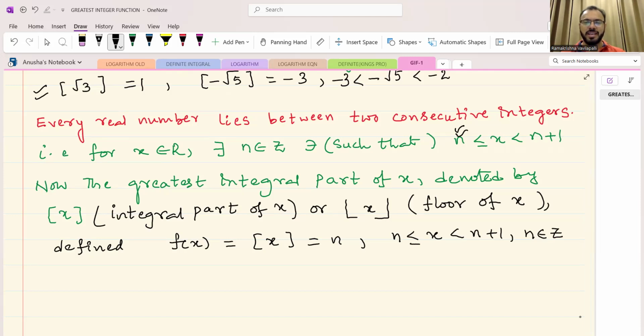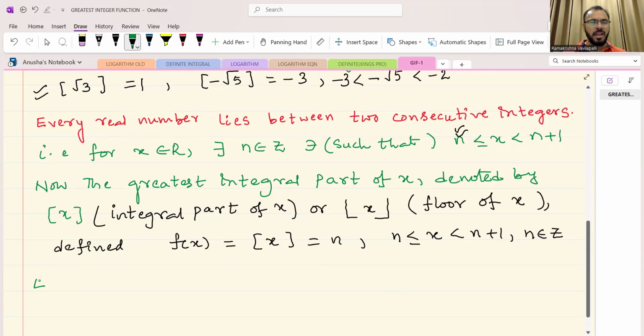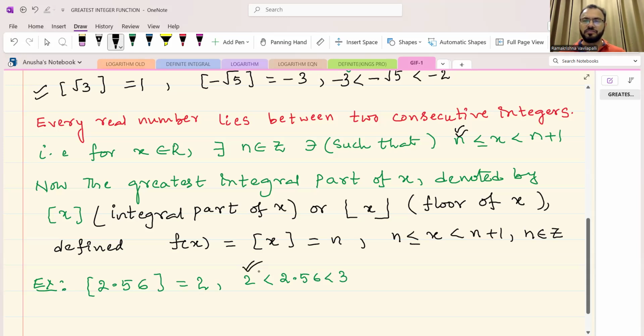Now I'll give you some examples. Remember, you always try to fit the given real number between two consecutive integers. For example, integral part of 2.56. You take 2, because 2.56 lies between 2 and 3. So your aim is always to choose that left integer.